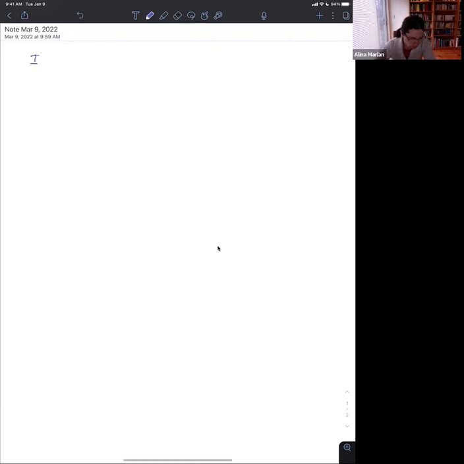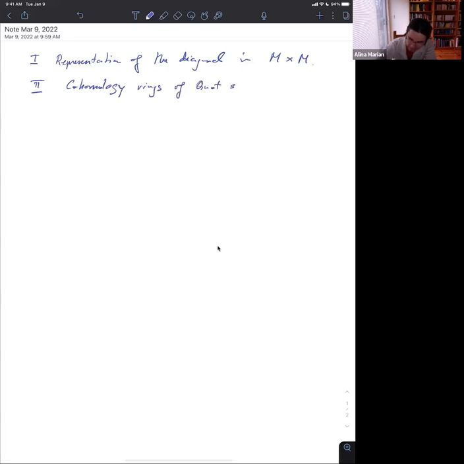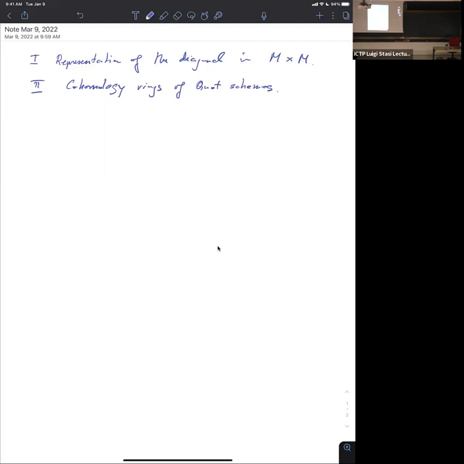We'll discuss two topics. One is something that we started last time. So this is the topic of the representation of the diagonal. Essentially a self product of a moduli space. We'll be very specific very soon. And the second topic where I'm gonna start to say some things about the cohomology rings of Quot schemes. Okay, feel free to interrupt anytime in any case. So let's start with one.